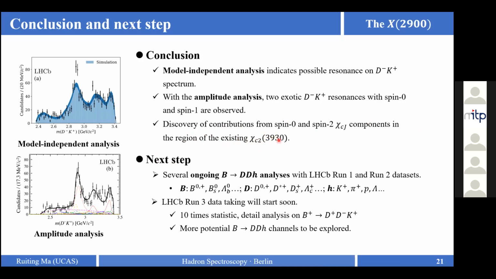So in the next step, for the B to DDh analysis in the LHCb collaboration, there are now several ongoing B to DDh analyses with the Run 1 and Run 2 datasets. Some of them are aimed to be published within 1 or 2 years. And we know that the LHCb Run 3 data taking will start this year. With 10 times the statistics, we could perform a detailed analysis on this B+ to D+ D- K+ channel to understand the above problems, and also try to explore more potential B to DDh channels in future. That's all. Thank you.